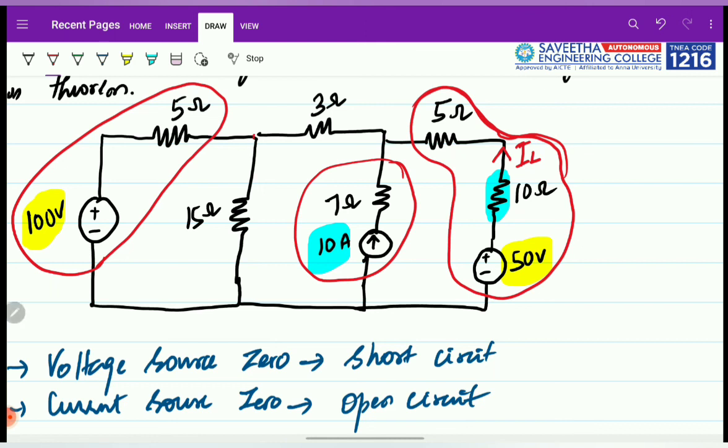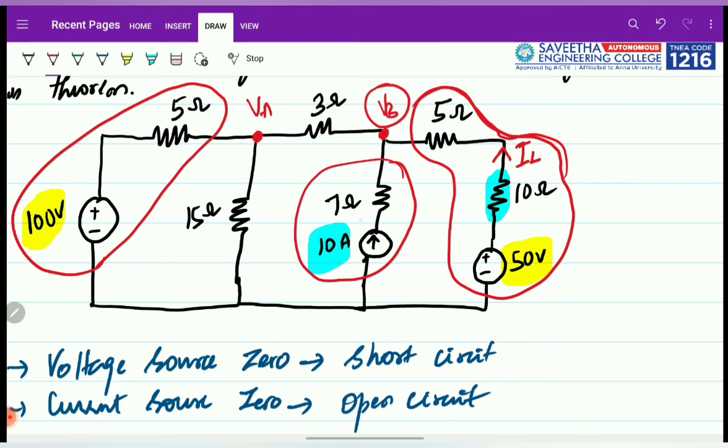Then we will consider this as node 1 and node 2. We will find the node voltages as VA and VB, and then after finding the node voltage VB, we will have to find the current in this. So that is voltage divided by resistance, that is VB divided by 7 will give the current in this resistance. This is how we will be finding it.